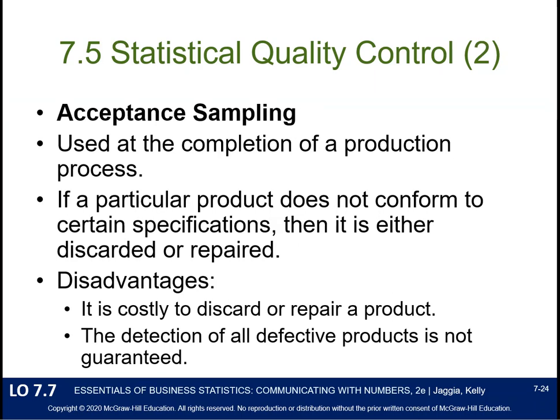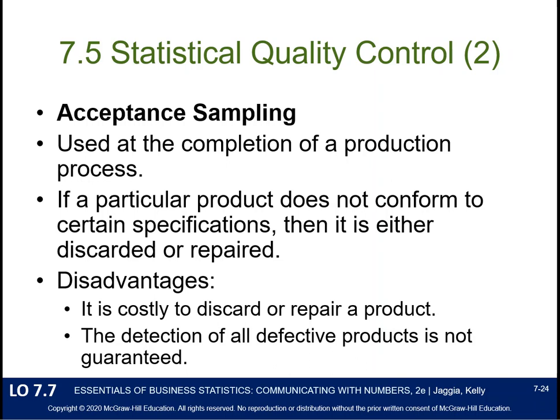So acceptance sampling is used at the completion of the production process. For those of you who have taken managerial accounting 2302, we're talking about one of those internal failure costs. If you haven't taken accounting and you don't know what I'm talking about, don't worry about it. You'll get there eventually. So this is when the product has already been completely produced, and we're checking it before we sell it to customers to make sure that it is correct and that it's not damaged or defective in some way.